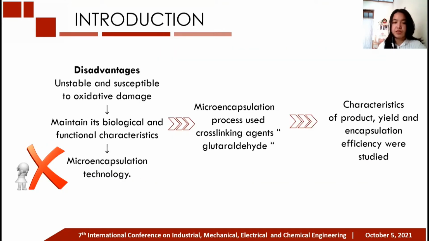Besides its advantages, rice bran oil also has disadvantages, such as being unstable and susceptible to oxidative damage. It is necessary to find a way to maintain its biological and functional characteristics, one of which is microencapsulation technology. In the microencapsulation process, a material that functions as a cross-linking agent is used; we use glutaraldehyde. In this research, the influence of the cross-linking agent, i.e. glutaraldehyde, on the characteristics of the product, yield, and encapsulation efficiency were studied.